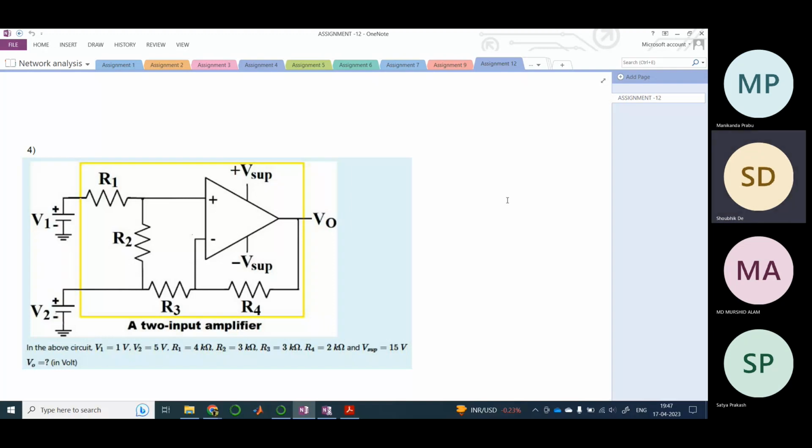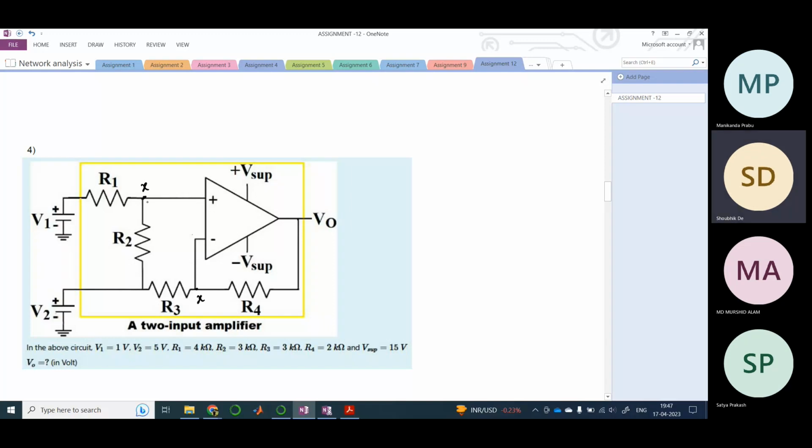So, in the next problem, see here. This plus terminal is connected here, right? Let us say this is node X. And here also, this non-inverting terminal is connected, not to node X, but between 3 and 4. So here also we can write it as X. I mean, we can apply the virtual short circuit principle here.